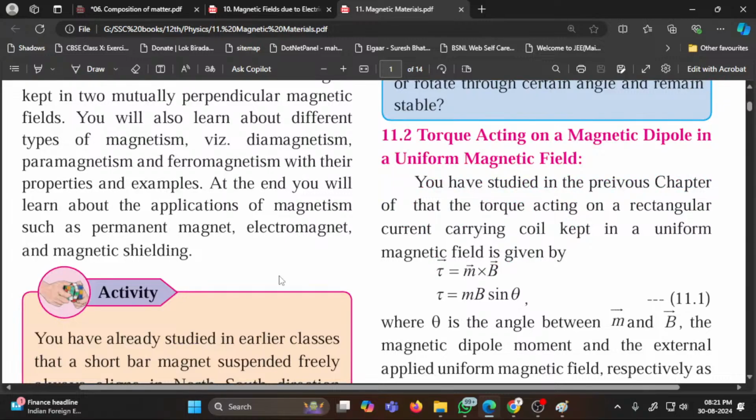So let us talk about this torque. Torque acting on a magnetic dipole in a uniform magnetic field. You studied in the previous class that the torque acting on a rectangular current carrying coil kept in a uniform magnetic field, that tau bar is m bar cross b bar, or this tau is equal to mb sin theta.